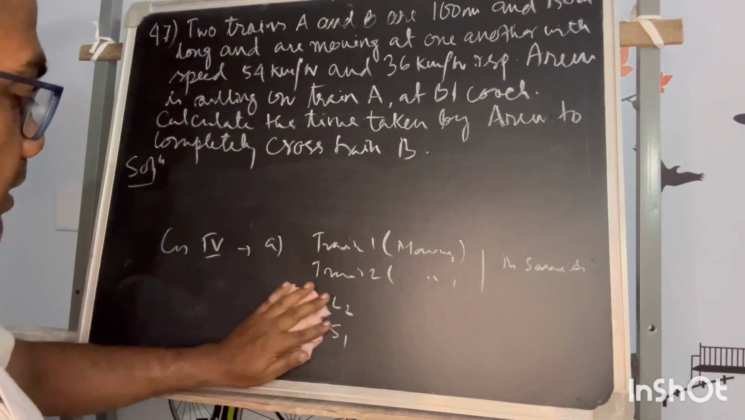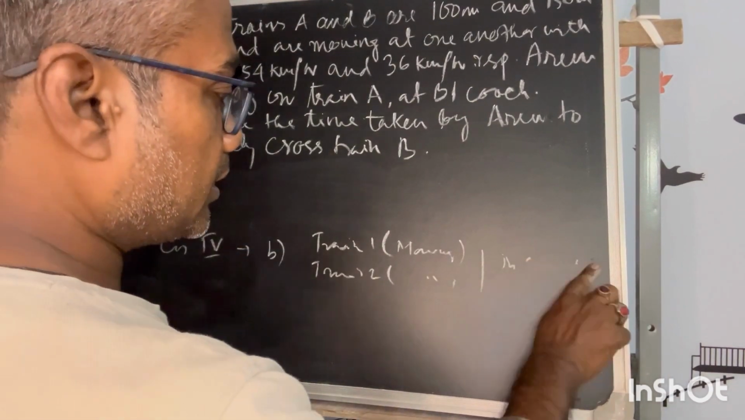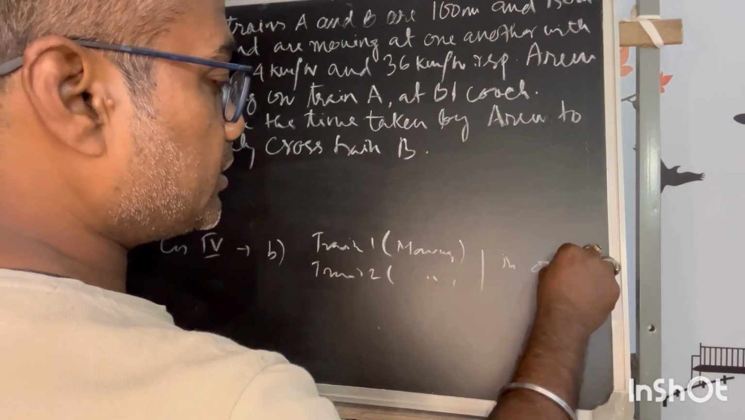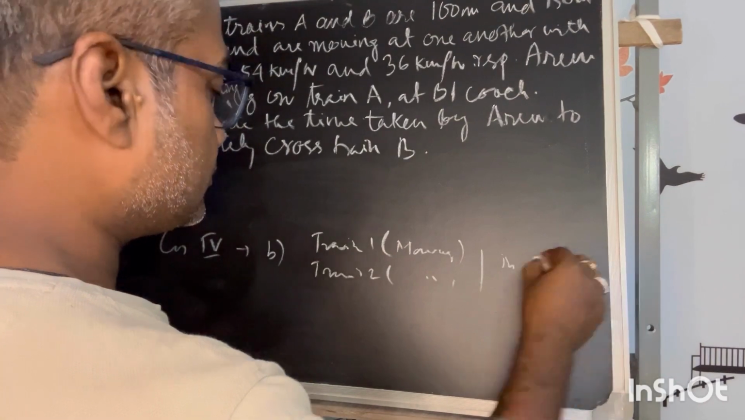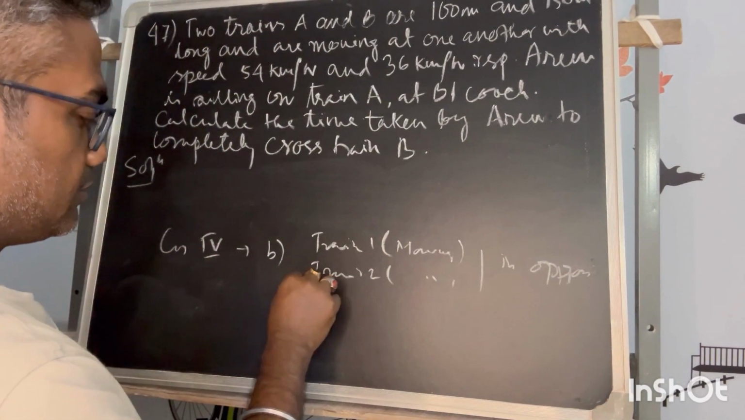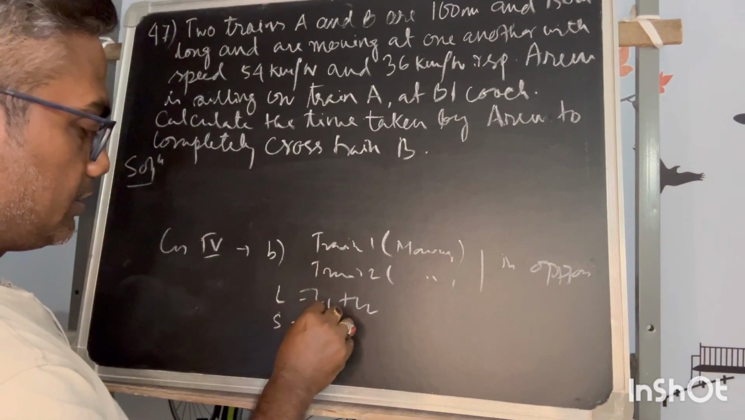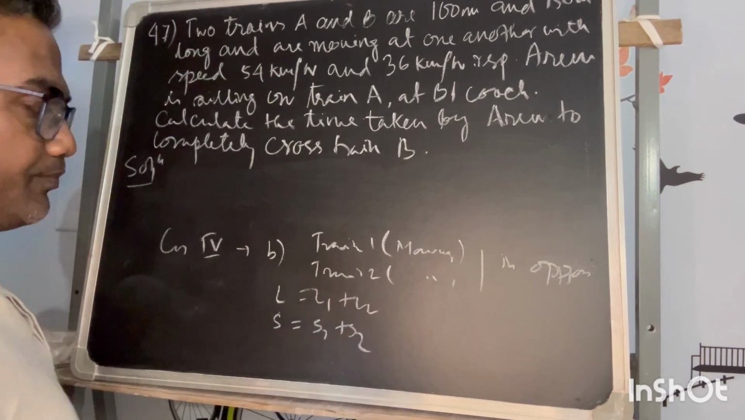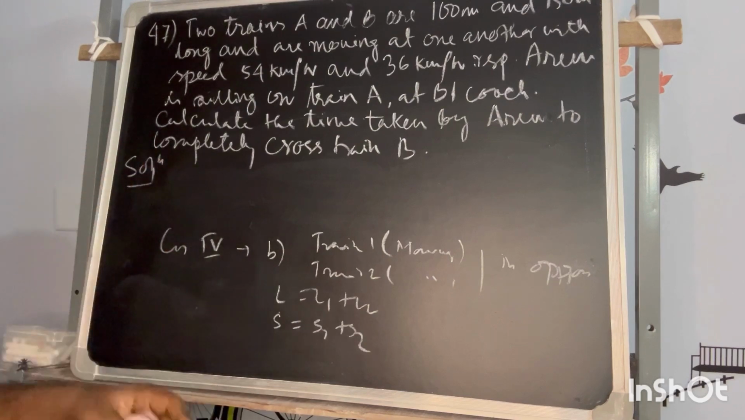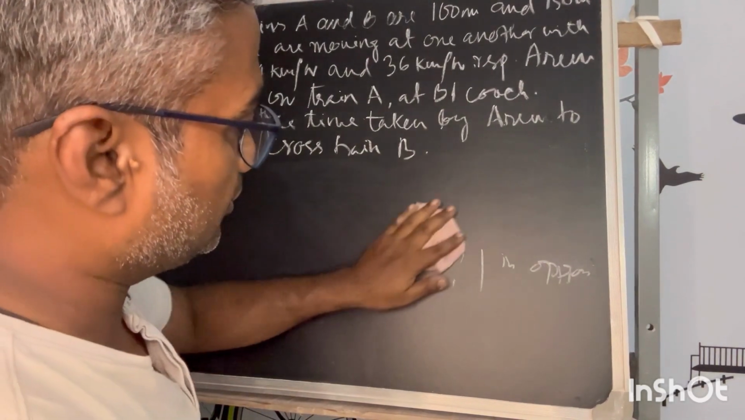Here the second case will be both moving in opposite directions, so that they are moving towards each other. Then the length will be length 1 plus length 2 and the speed will be speed 1 plus speed 2. This is added when they are moving towards each other. This is case 4, parts A and B done.